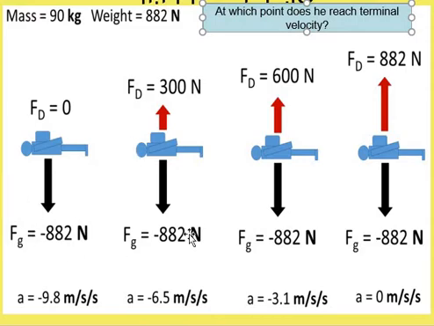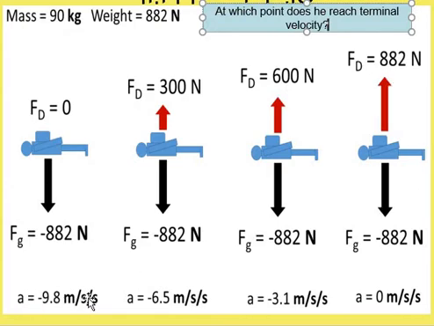So the downward force is always 882 because it's the mass times gravity. But the upward force, something is starting to increase, the air resistance. At what point does he reach terminal velocity? When the upward force equals the downward force, air resistance is equal to gravity, then he has reached terminal velocity. So, can you write a sentence about what is terminal velocity and why this person reaches terminal velocity?